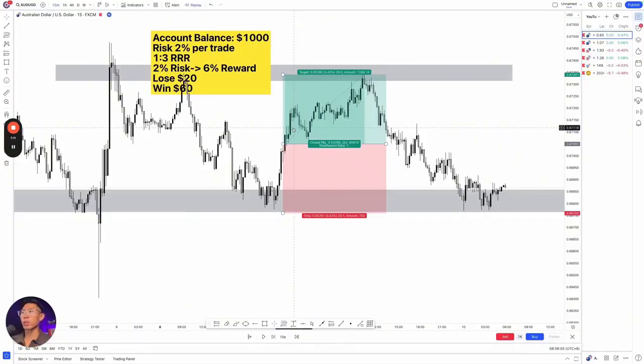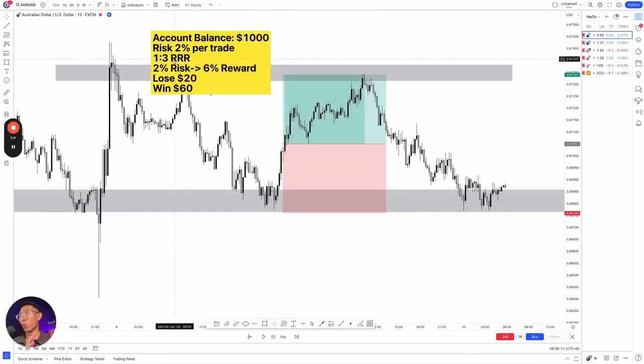Now, in that case, what's the proper risk to reward ratio that you should aim for? Like I said, 1:3. The minimum is 1:2, right? That's the minimum. Less than that is just absolutely a no go.